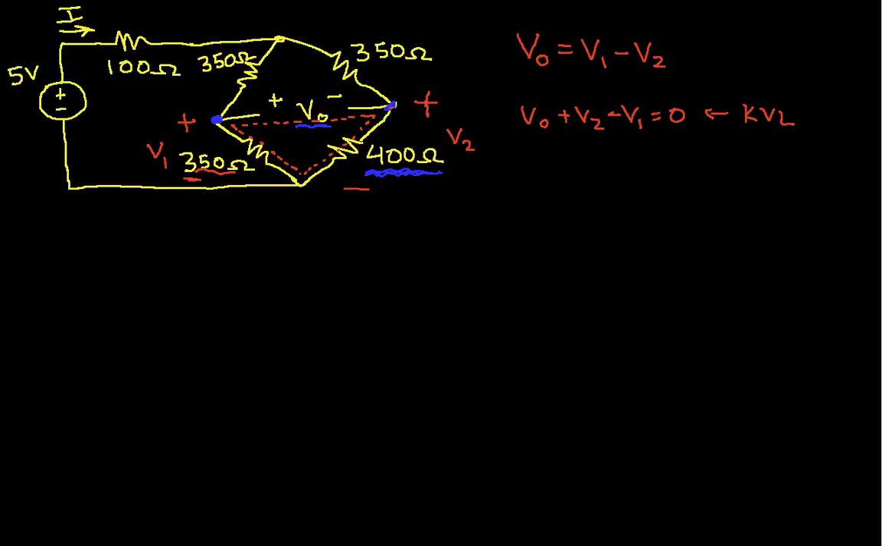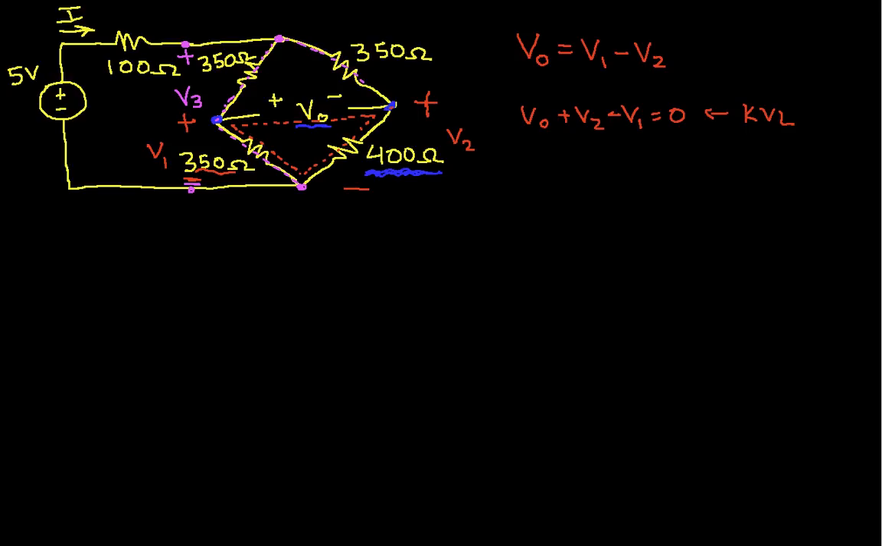But if I look at this, there's not an easy way to find V1 and V2 yet. It turns out that if I knew the voltage from this node to this node, which I'll call V3, and again, hopefully you understand that's the voltage from here to here, then I have actually two voltage dividers. I have this 350 ohm resistor in series with this 350 ohm resistor. And so again, if I knew V3, I could use the voltage divider with these two resistors to get V1.